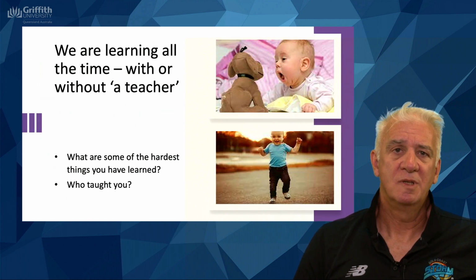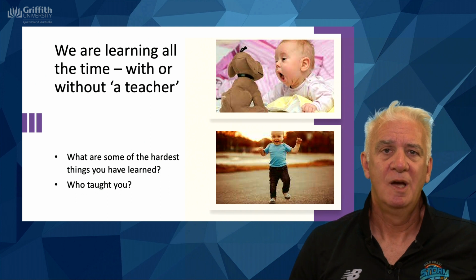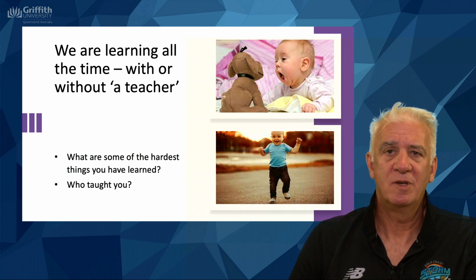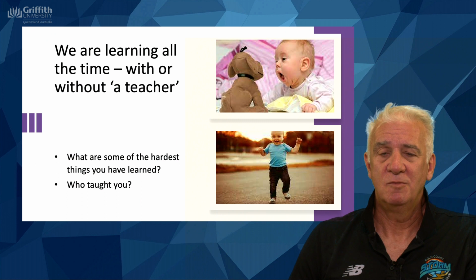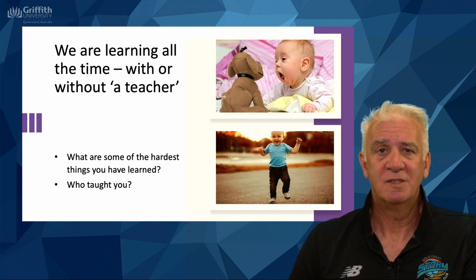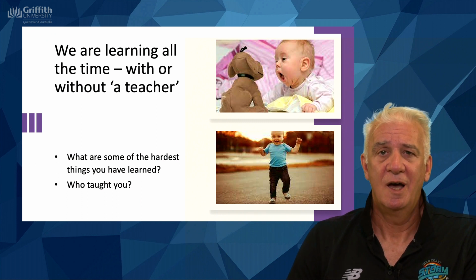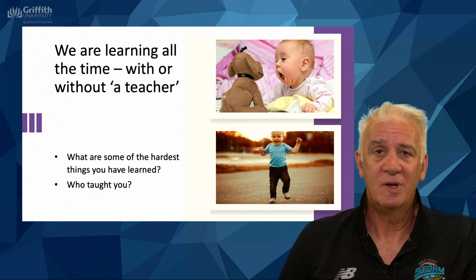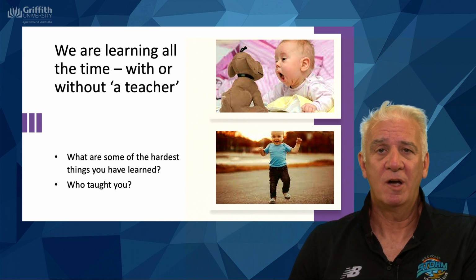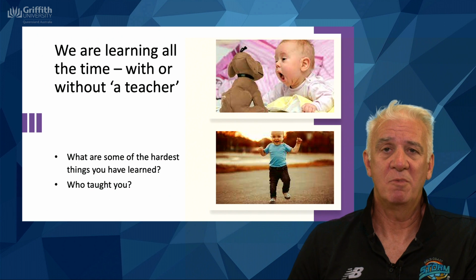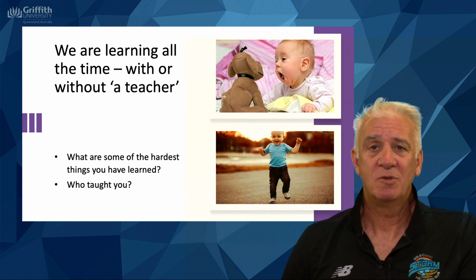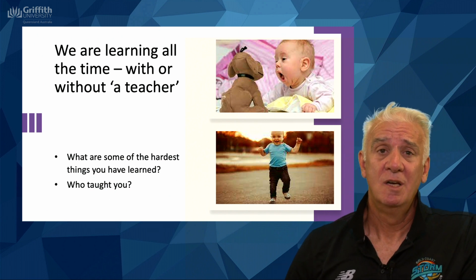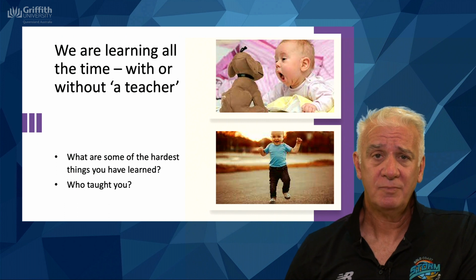So the first one, we're learning all the time. And if you think about when you're a child, you have teachers, but they don't directly teach you things. We don't know really about children, but it's probably likely they don't understand things we talk to them about because they don't have the language skills. They haven't learned those yet. So how do they learn them?